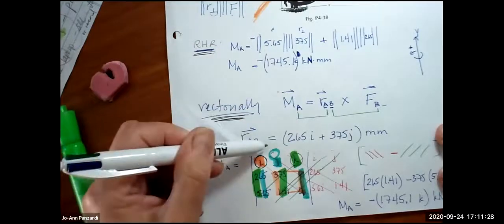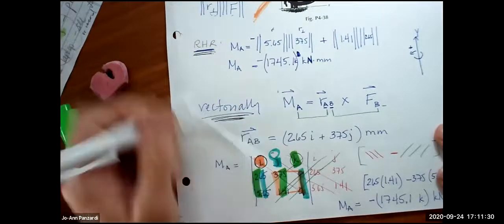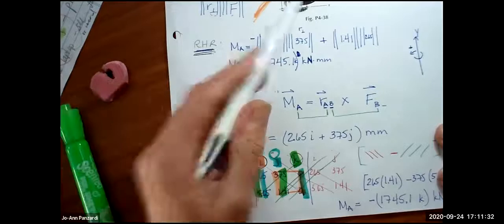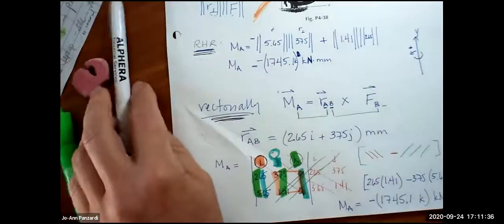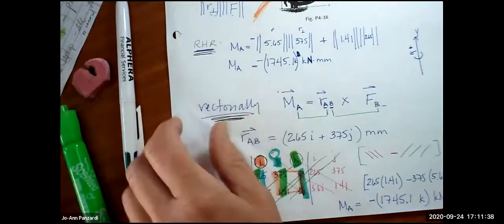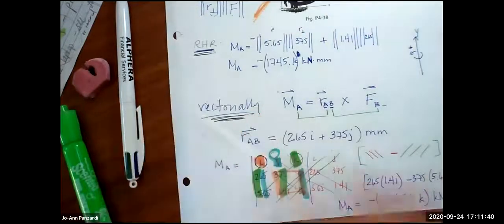Vectorially, you're finding the vectors and using the cross product. With the right-hand rule, you're finding the forces, looking at the perpendicular distance and using your right hand. Okay, I like the right-hand rule better, exactly because of what you were saying, it just makes more sense to me versus just the vectors.